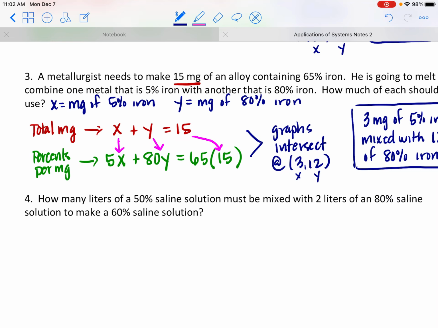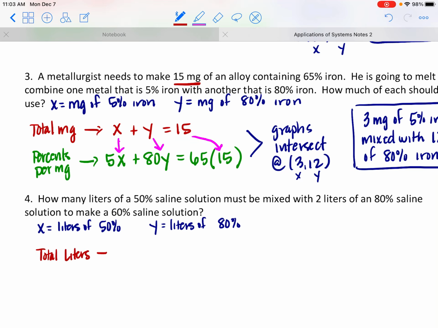Let's say that X is the liters of 50% solution, and let's say Y is the liters of the 80% solution. Okay, now let's make our first equation again for what we know, and that's the total number of liters.